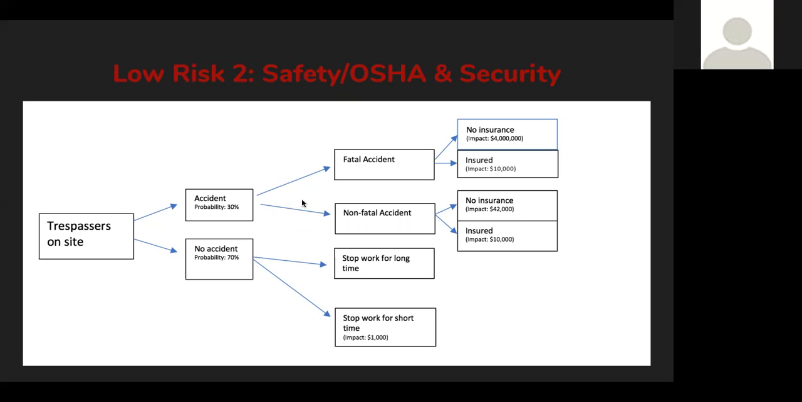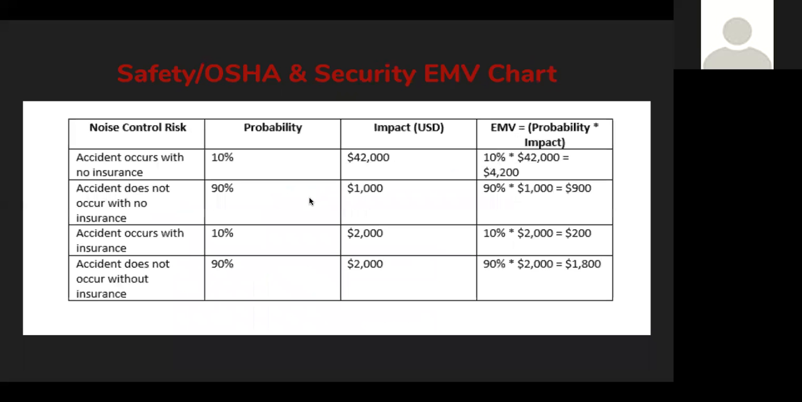If the injury is non-fatal, then the company can be held responsible if there's no insurance, which can add up to around $12,000. With no accident, if someone trespasses into the job site and needs to be taken away, there can be an impact of around $35,000 with no insurance. And with insurance, it can be around $700. So this is the EMV chart matrix, which just shows the advantages of insurance rather than not insuring.